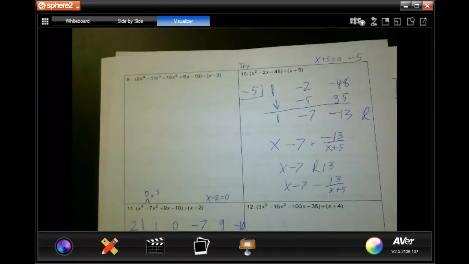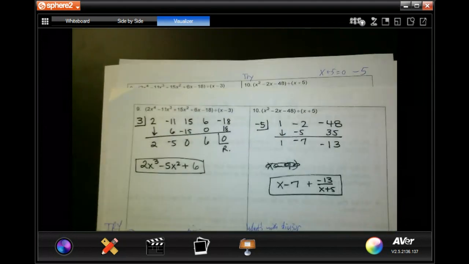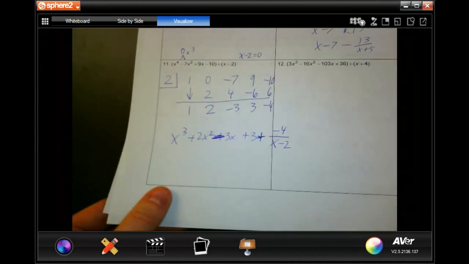All right, I will publish the answer key for this, if you want to see 9 and 10 here. We should have gone for number 9. All right, we're going to talk about this 0 remainder in just a second. Just take a look at number 12. Here's the right answer for 11.